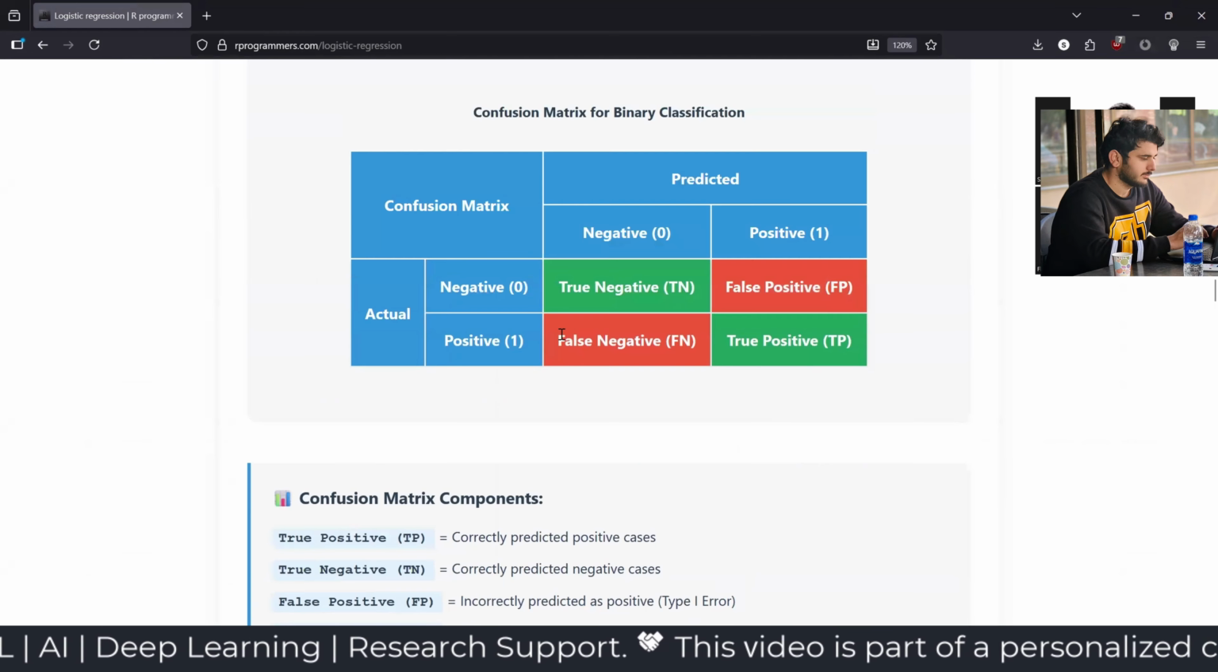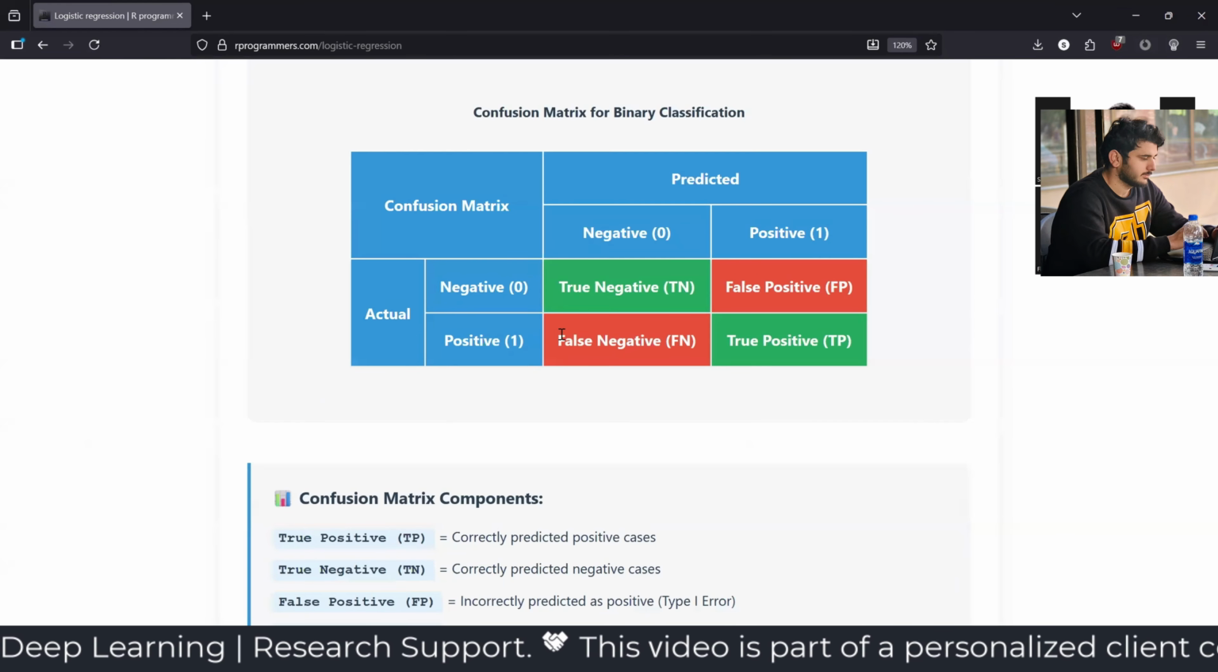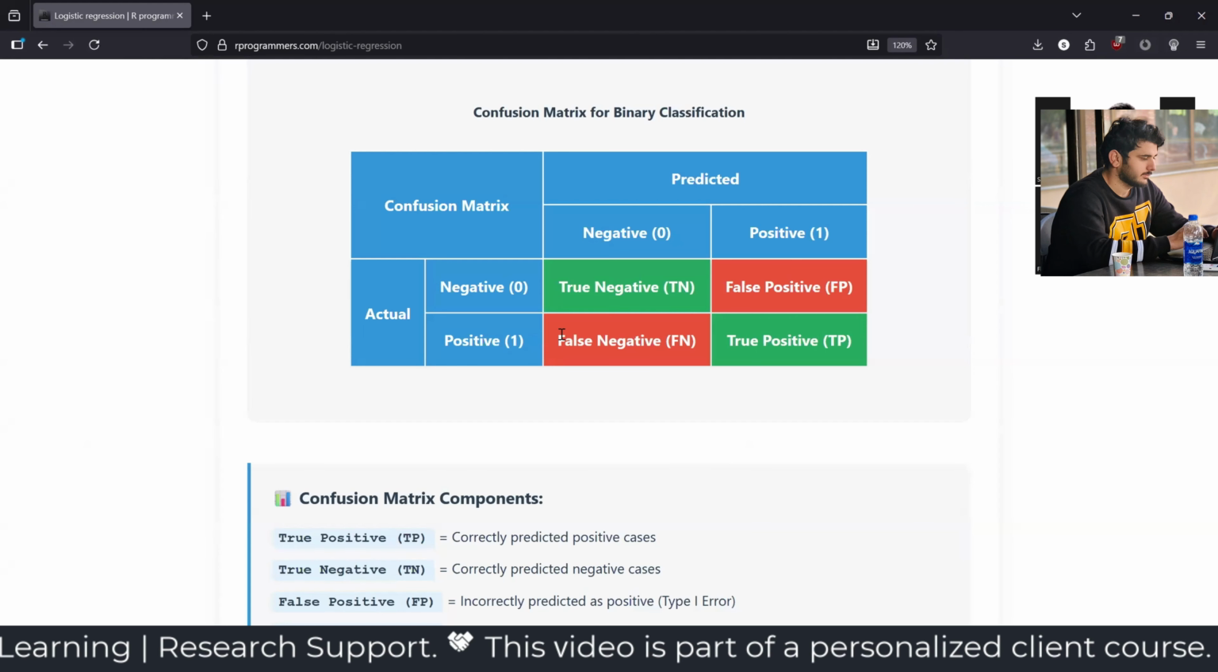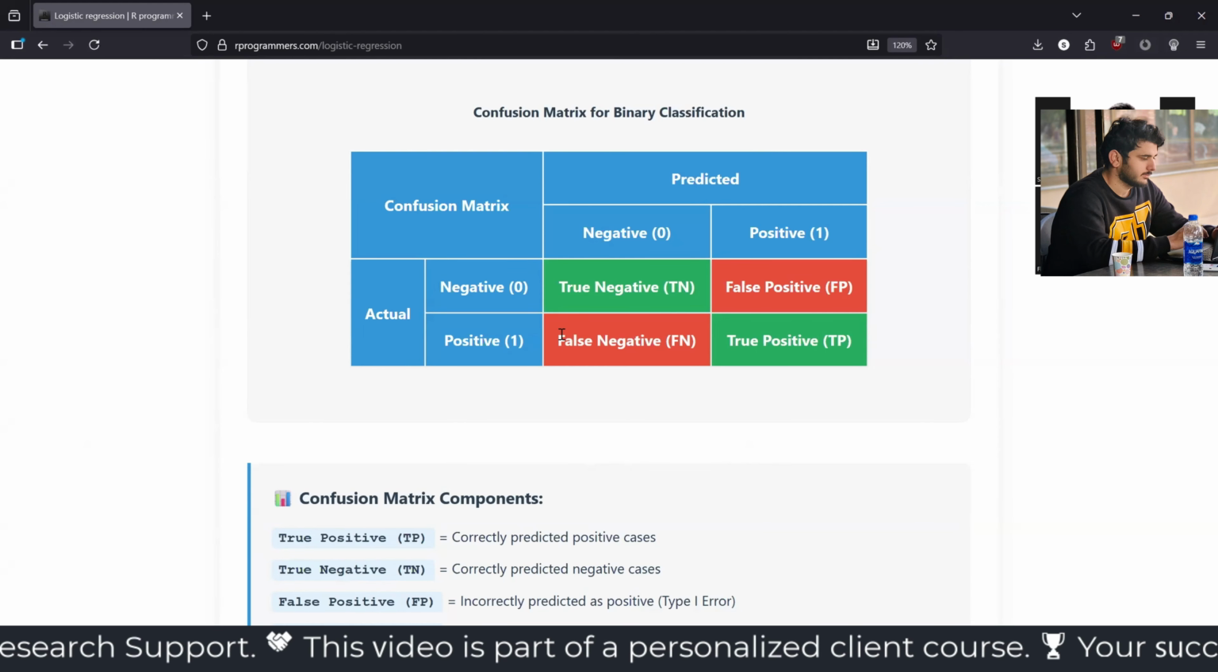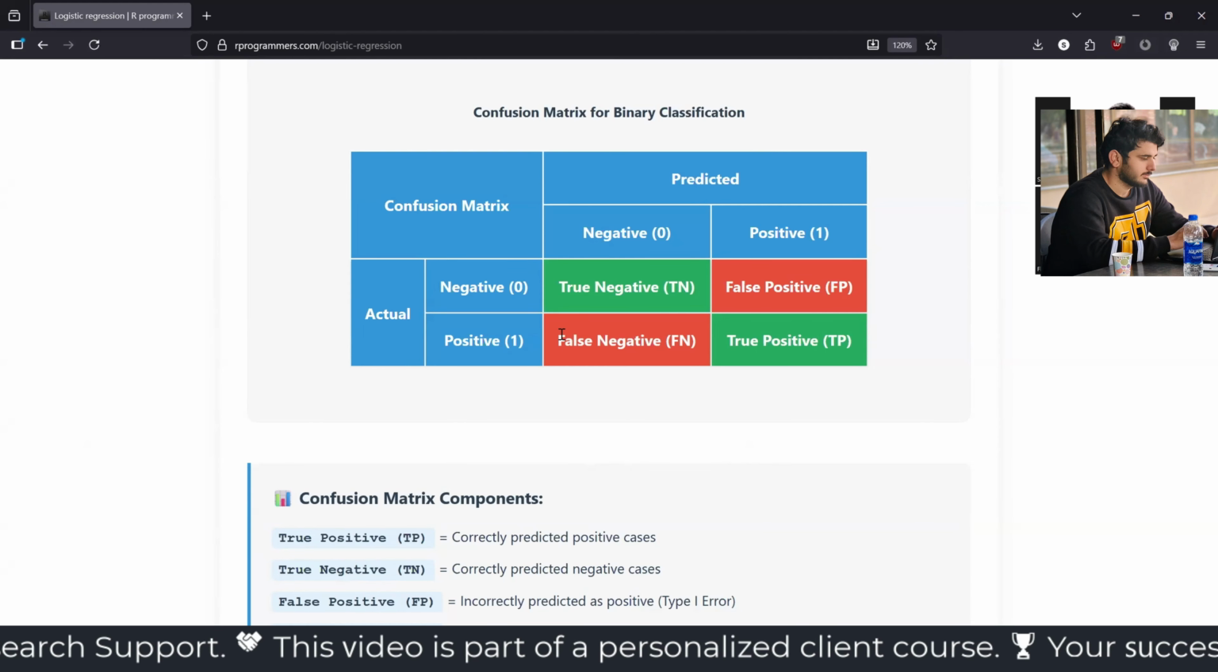Whenever we are talking about a classification problem, we are going to meet something called a confusion matrix. A confusion matrix is basically a matrix that represents how many values were classified correctly and how many values were not classified correctly. Now we have zeros and ones, and we might get some right predictions and some wrong predictions. Let's use this example to understand.